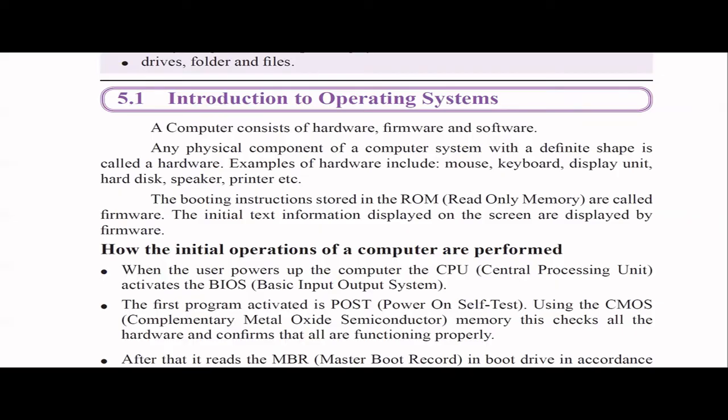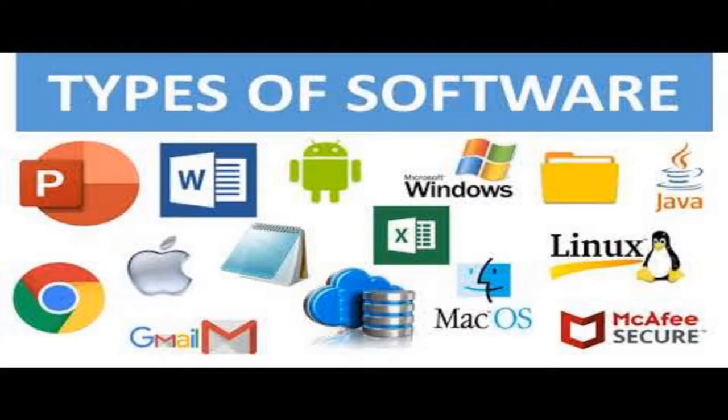Next one is the software. Software is not tangible. We cannot touch the software. That's the main difference between hardware and software. Hardware you can touch and feel, but software you cannot touch and feel. So software is a set of instructions which we give to the computer, and the computer will work accordingly.